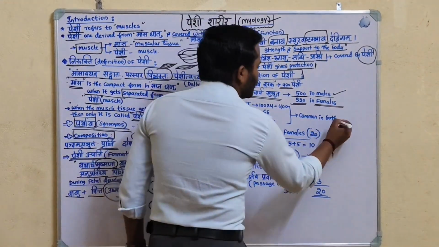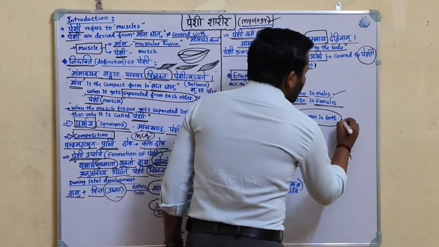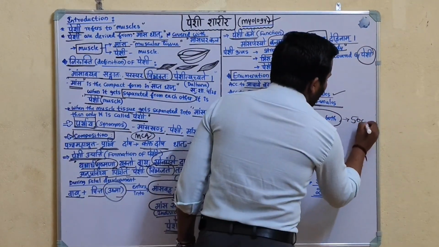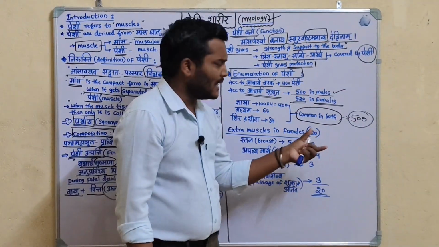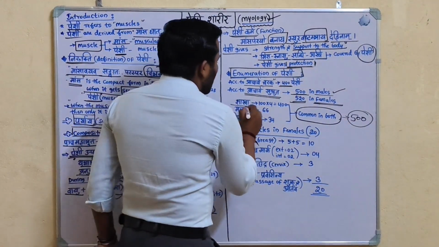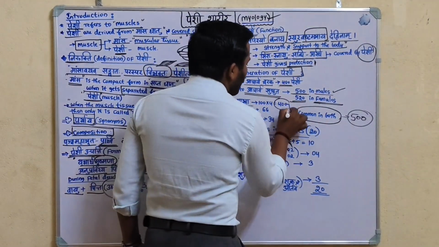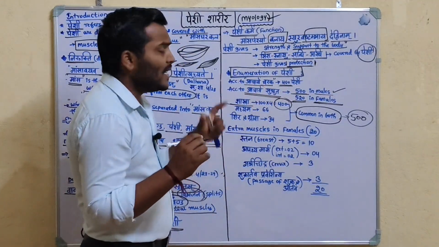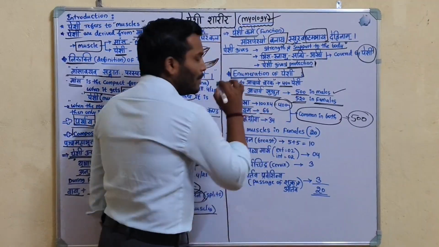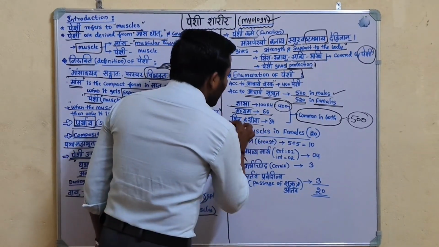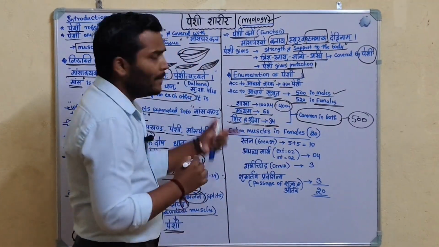Total in male and female, the common muscles are 500. Both 500 muscles are present in males and in females. In shaka, meaning upper limbs and lower limbs together, how many muscles? 400 peshis are present, and in madhyama shareera 66 peshis are present. In shira and griva, the head and neck region, a total of 34 peshis are present.